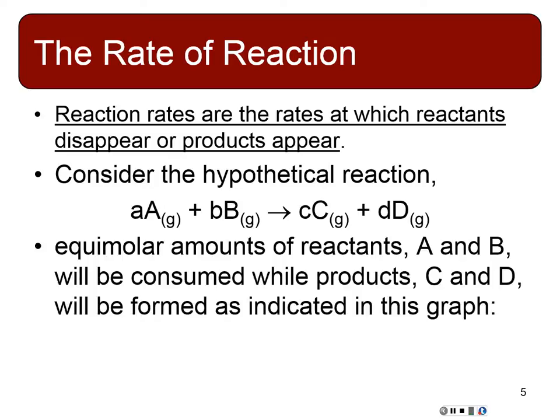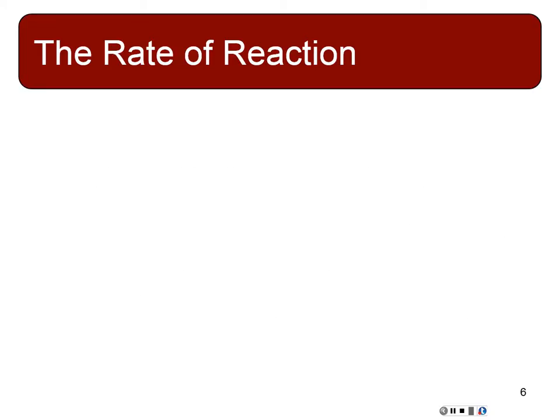So this is just a hypothetical reaction. If you had A and B, those are your reactants, and you form C and D, the little lowercase letters are just your coefficients, whatever they might be. The reaction rates are the rates at which the reactants disappear and products appear. So that's what we want. We want to use up all of our reactants and form essentially our desired product in 100% efficiency or 100% yield.